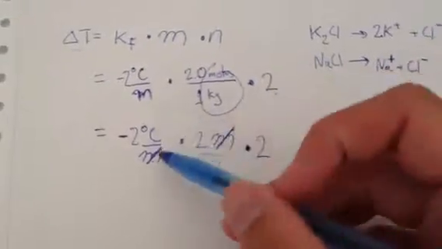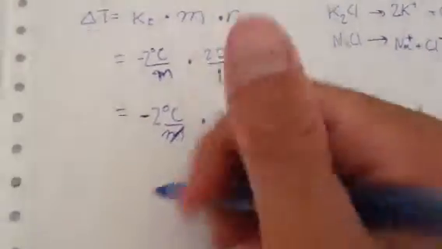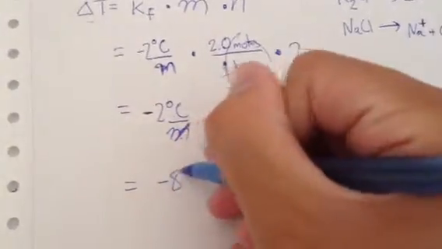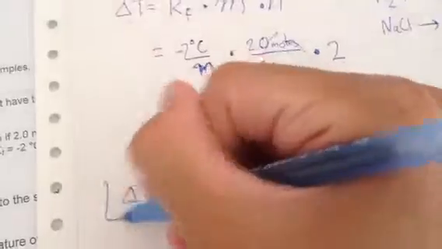We have negative 2 times 2 times 2, and then the unit that's left over is going to be degrees Celsius. I'm going to have equals negative 8 degrees Celsius. That's my change in T, okay? That looks like it's finished. I can just stop there.